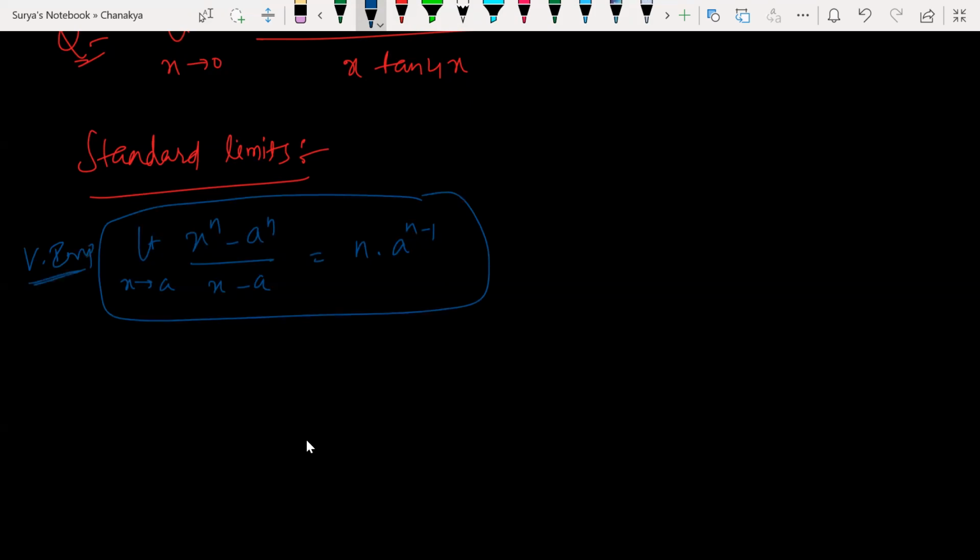See, the formula is what? Here, x to the power of n minus a to the power of n divided by x minus a. If I have this kind of form, the formula is n into a to the power of n minus 1. Where n belongs to positive integers, or I would say n belongs to Q also you can denote. And here a is supposed to be greater than 0. Clear?